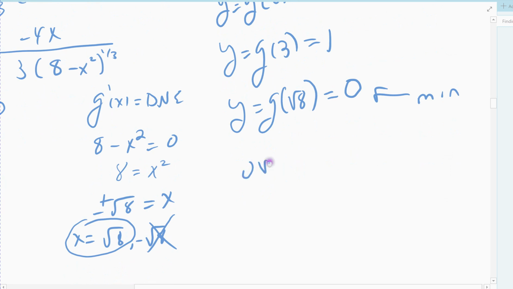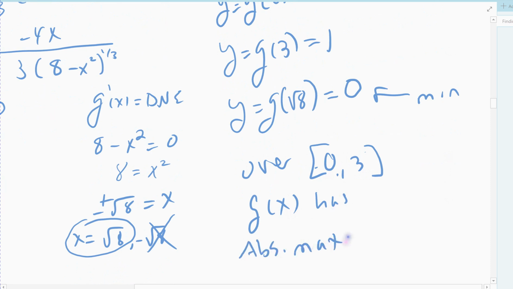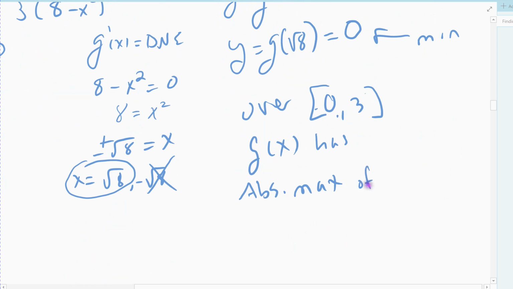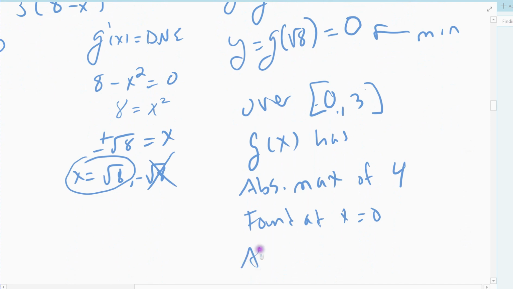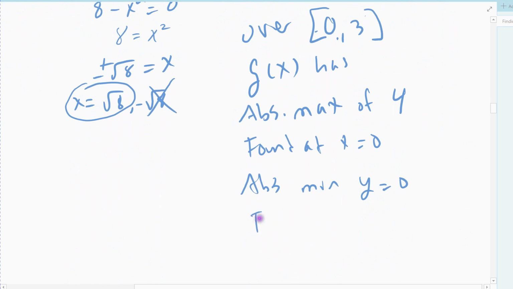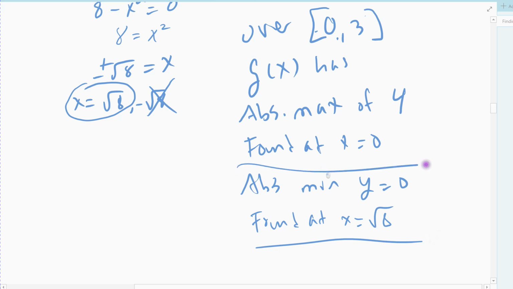All right, so over the interval 0 to 3, g of x has an absolute max of 4, found at 0, right? My 4 was found at 0. And an absolute min of 0, the y value 0, found at the positive square root of 8. All right, so there's my answer.